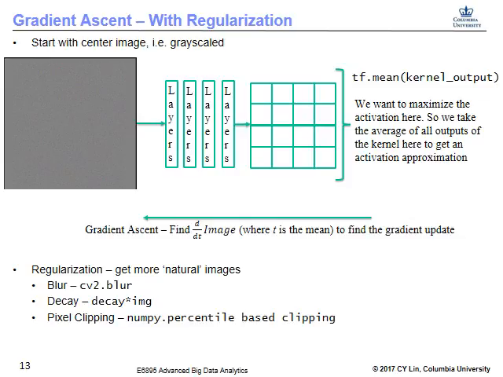This is similar to gradient descent, except in gradient descent, we're trying to minimize loss. Here, we try to maximize the activation. And we find the gradient of the image with respect to that activation value and change the image with some regularizations to make the images more natural, including blur, decay, and pixel clipping.